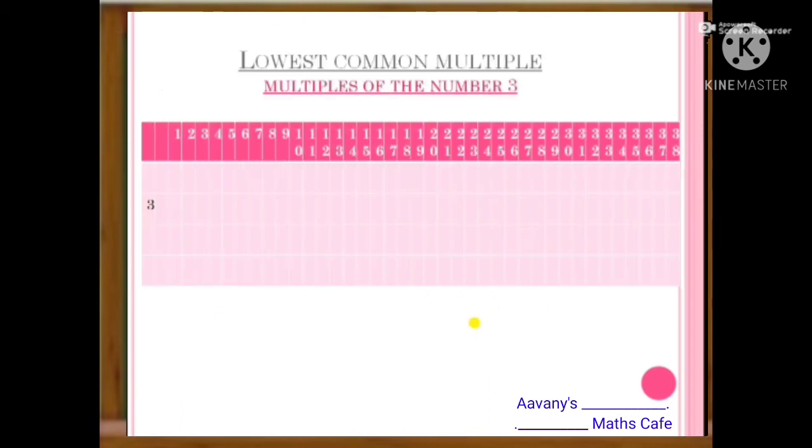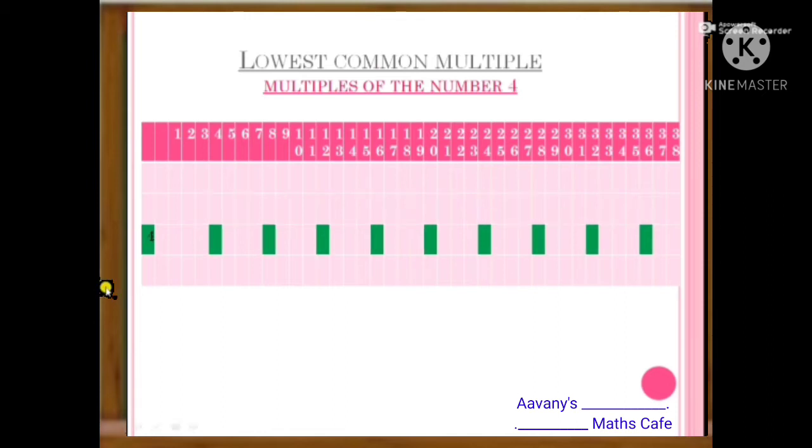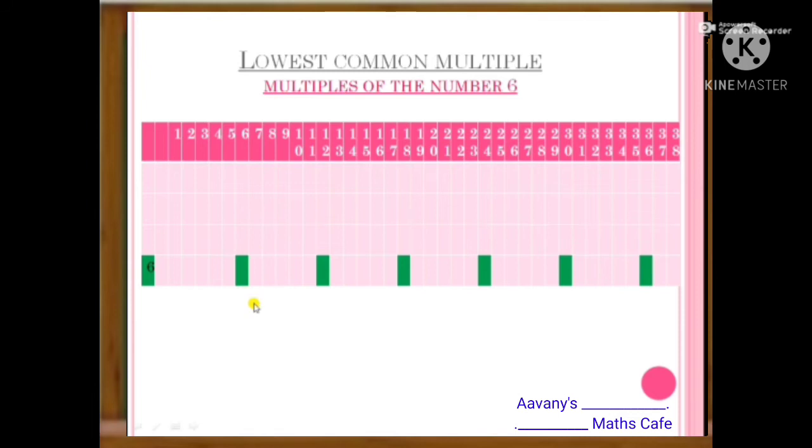So the multiples of the number 3 are 3, 6, 9, 12 and so on. Next we'll go to the number 4, and here are the multiples of 4, that's 4, 8, 12, 16 and so on. Finally we'll go to the number 6, and the multiples are 6, 12, 18 and so on.